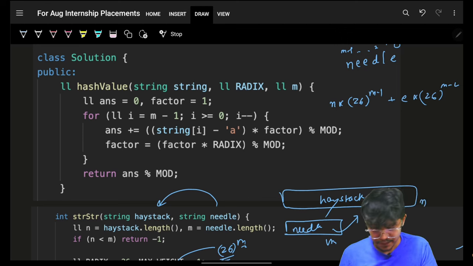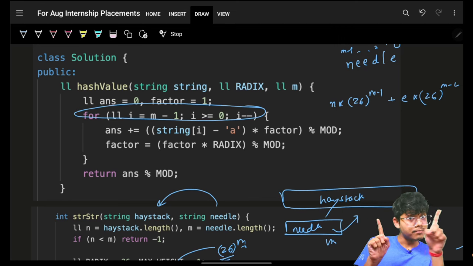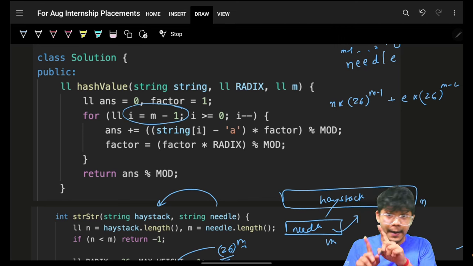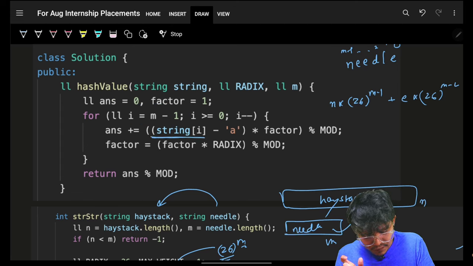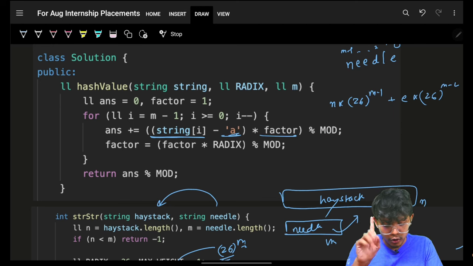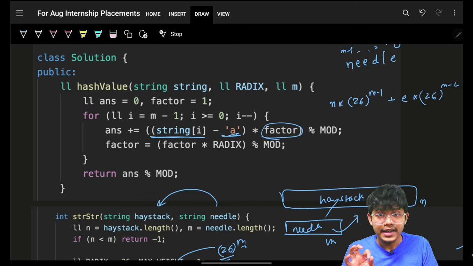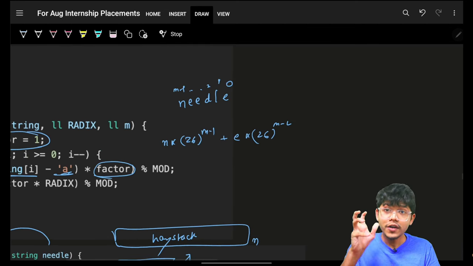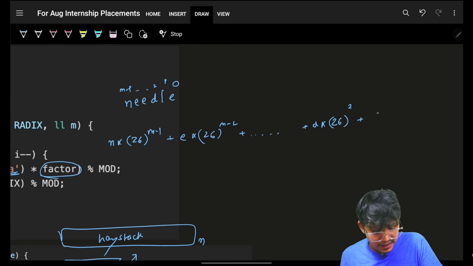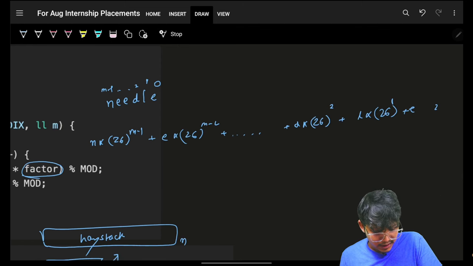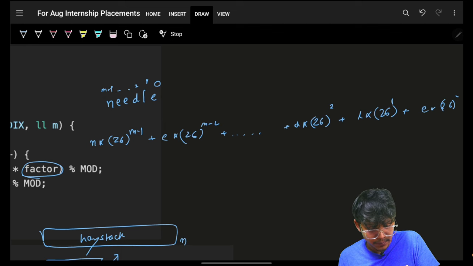So the exact same stuff, I will go backwards, which means my i is going backwards, and then I'm simply computing my answer. See, string of i minus a multiplied by the factor, and then always remember to do a mod. This factor is initially a 1. So what will happen is, I know I have to make something like d into 26 raised to the power 2, plus l into 26 raised to the power 1, plus e into 26 raised to the power 0. I know I have to make this.